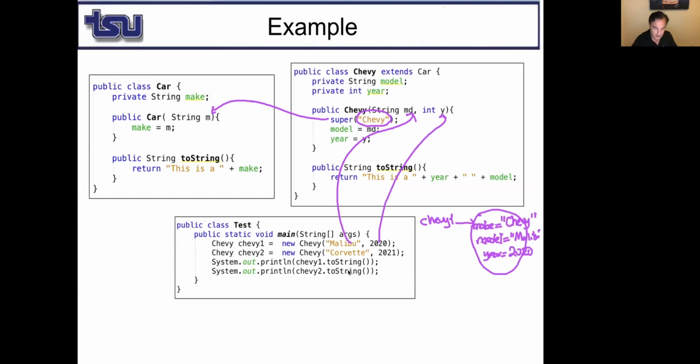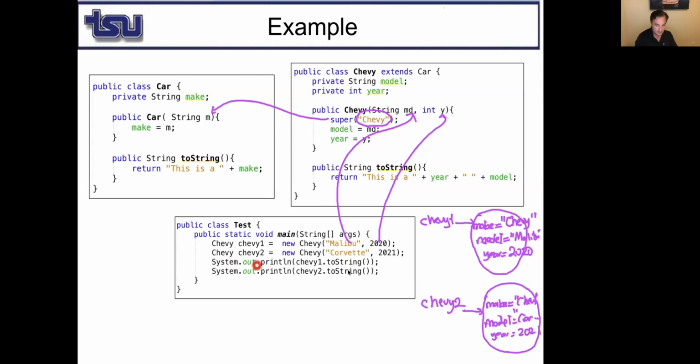Similarly, I go and create another object. I call it Chevy2. With the same logic, it will have make Chevy, model Corvette. I'm not going to write everything. And then year will be 2021.